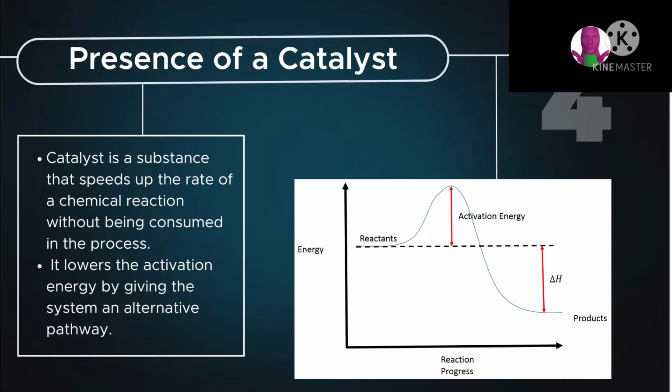The reaction profile shows the change in the chemical's energy during a reaction. The distance between the reactant's energy level and the very top of the curve is the activation energy. Activation energy is the energy required for the reaction to take place successfully. What the catalyst does is that it lowers the activation energy by giving the system an alternative pathway, and this means there will be a higher proportion of successful collisions. So that's all for the factors that affect the rate of reactions.